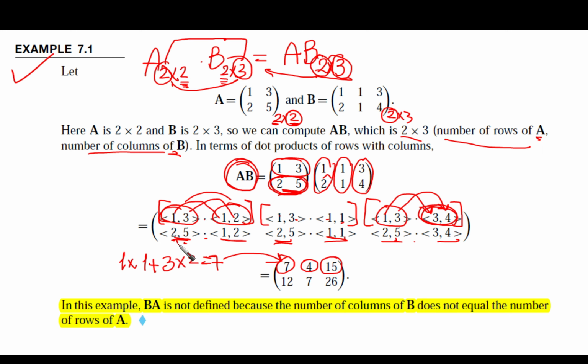And here 2 times 1 plus 5 times 2, it is 12. Similarly here, it is 2 times 1 plus 5 times 1. It gives us 7. Here 2 times 3 plus 5 times 4. It gives us 26. Okay, so look at the output here. It is exactly a 2 by 3 matrix, 2 rows and 3 columns.